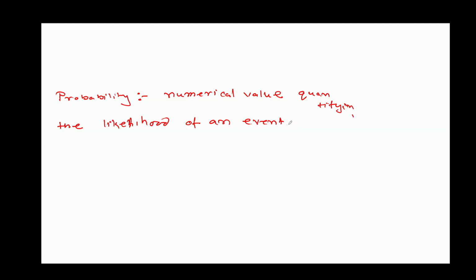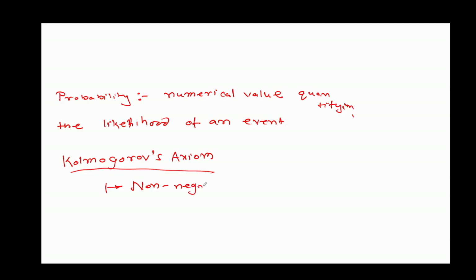What is axiom 1? Correct, non-negativity, right. So, we are talking about Kolmogorov's axiom, and very quickly the first axiom, as you correctly said, is non-negativity, which means that probability of an event cannot be negative. That is the first axiom.